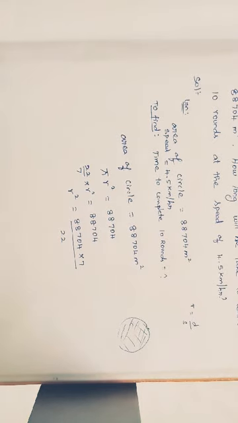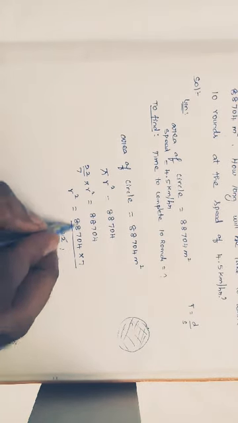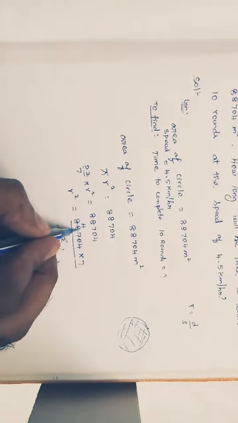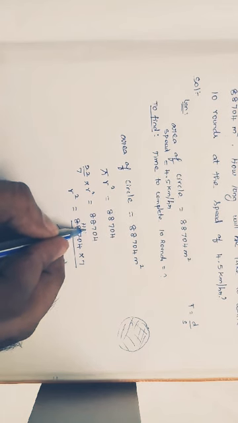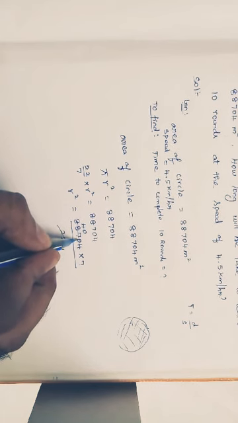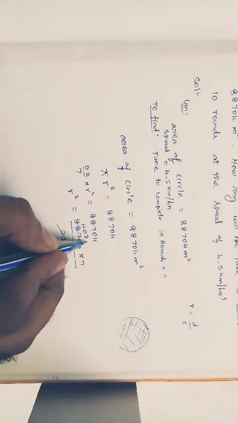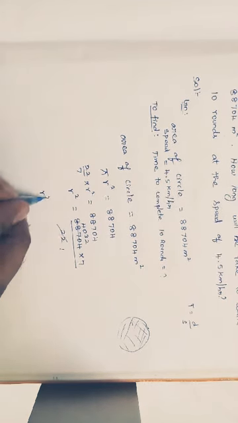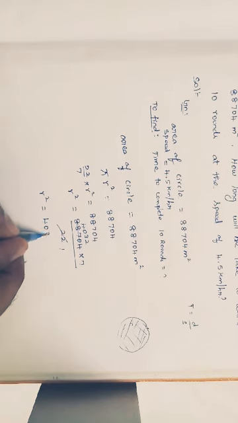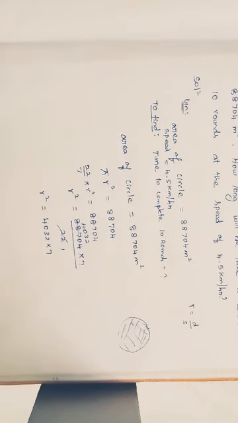I'm just dividing directly. 22 into 88, 4 times. 7, not enough, adding 0, 70, 66, right? 22, 44, 66, 3 times. 4, 44, 2 times. So r square is equal to 4032 into 7.